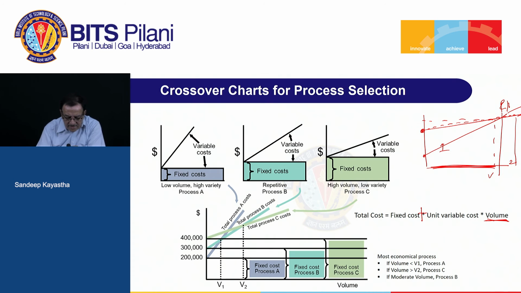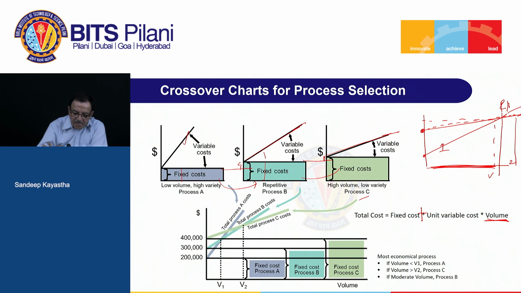So if we look at this, instead of having 2, we have 3. We have process A, where fixed cost is low, variable cost is very high. Then we have another process where fixed cost is higher than this. And variable cost, if you look at the slope, this slope is less. And we have process C, where fixed cost is still higher, but unit variable cost is much lower.